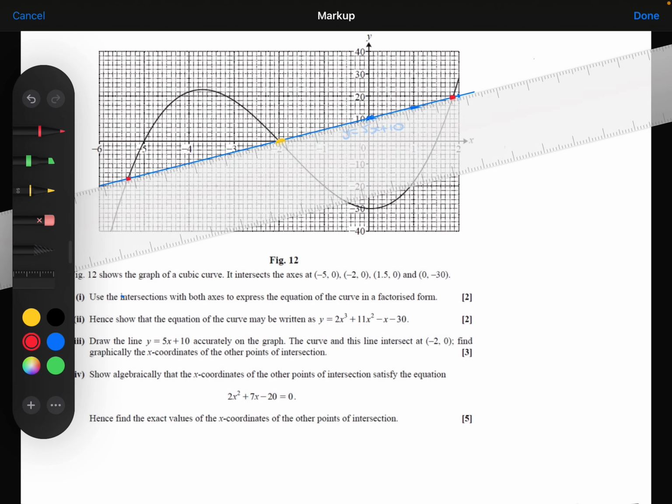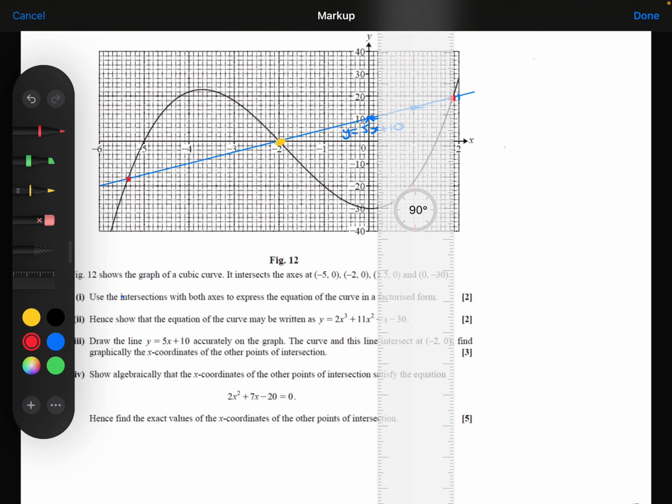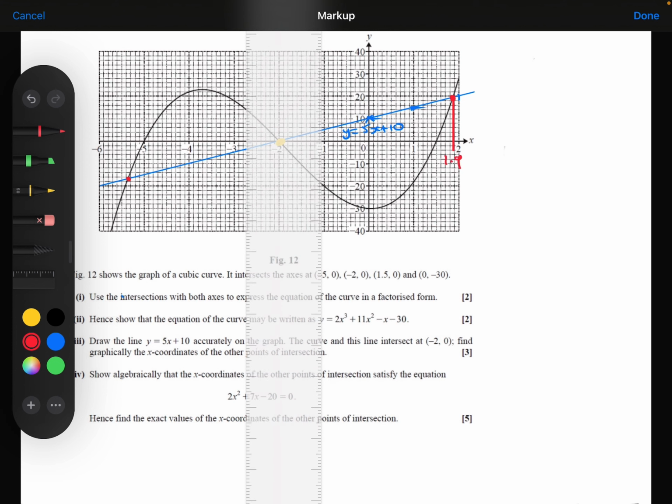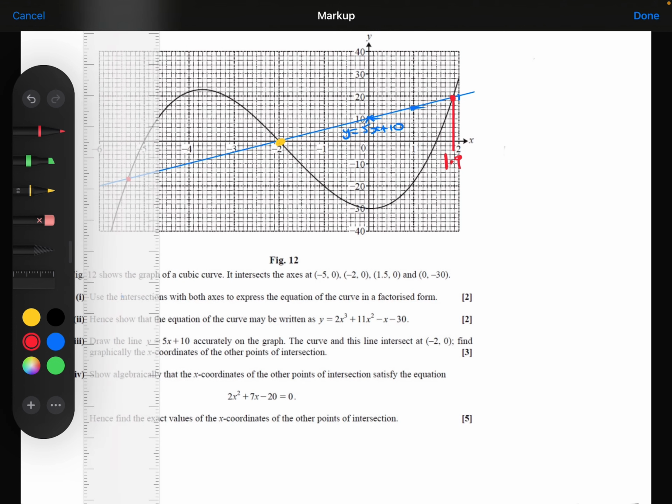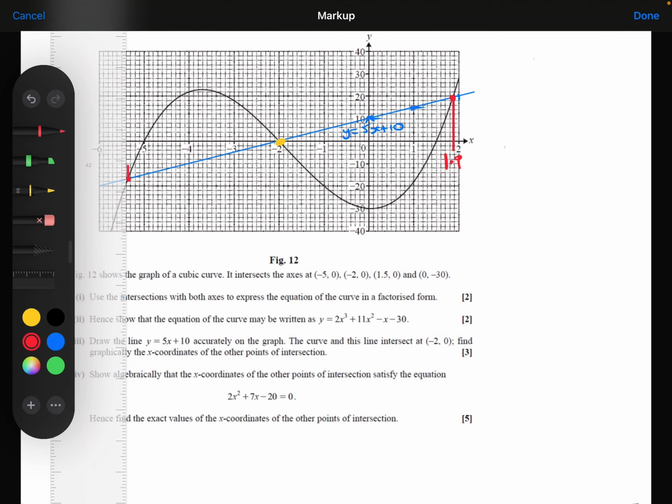So what are those x-coordinates? Let me use the ruler to help me here. We've got the x-coordinate here, which I think is 1.9, roughly. And then I've got the x-coordinate here, which I think is minus 5.4, maybe minus 5.3, depending on how you've drawn it. I'm going to say minus 5.4. So I think from this, my 3 points of intersection are minus 5.4, the minus 2 that's given in the question, and the 1.9.